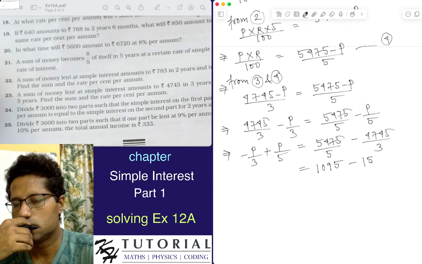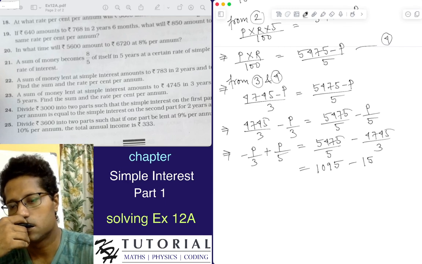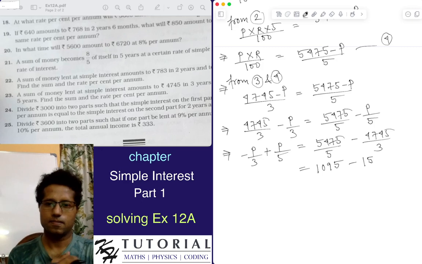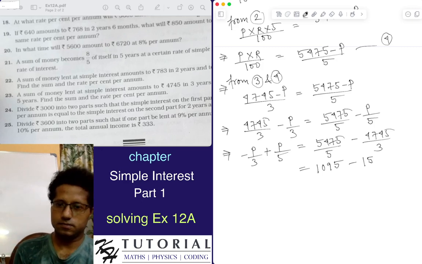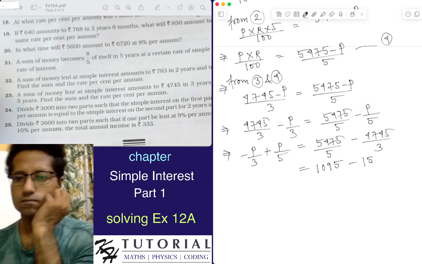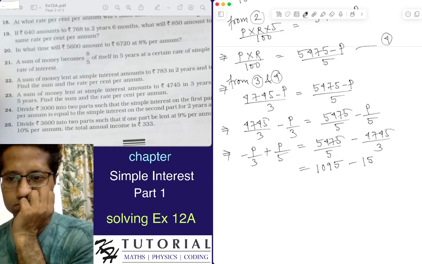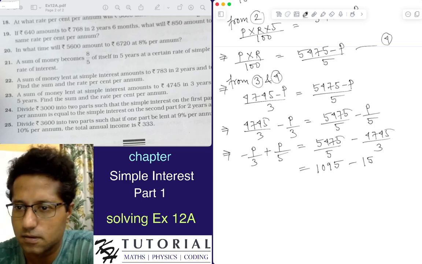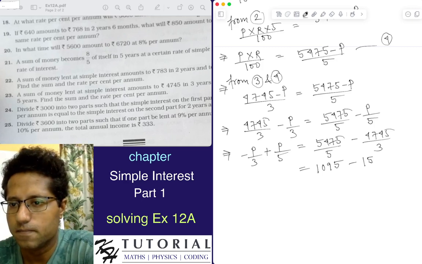Three 1, 25, 24 8. No, it's not dividing. Anyway, so let's see what this is. So this will be 1 5.